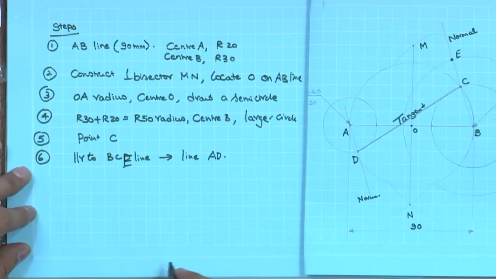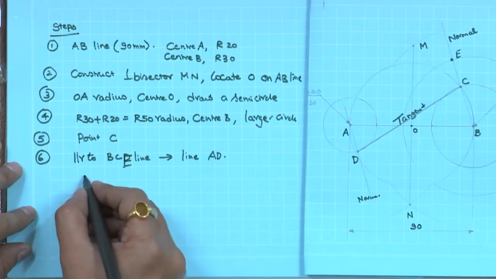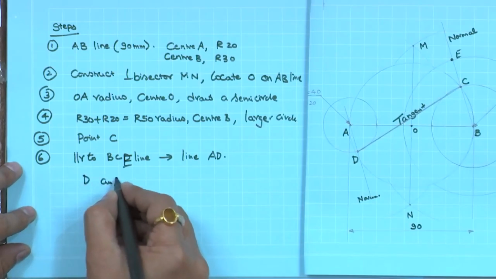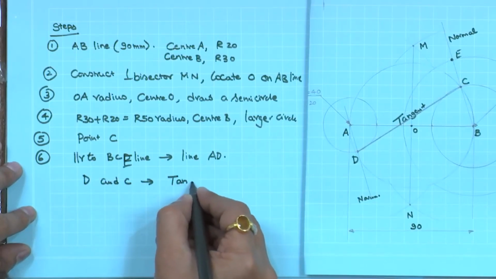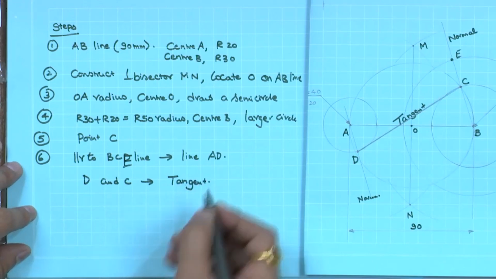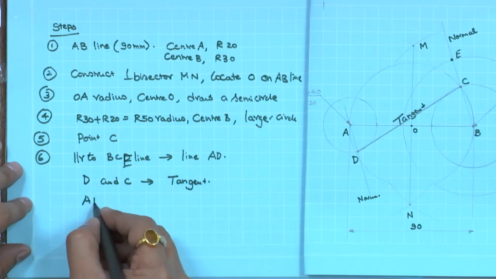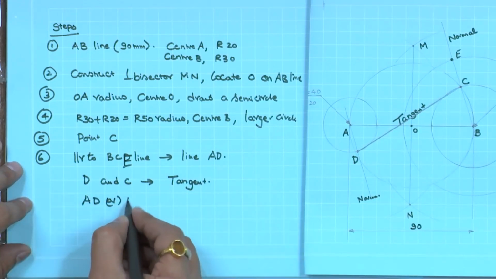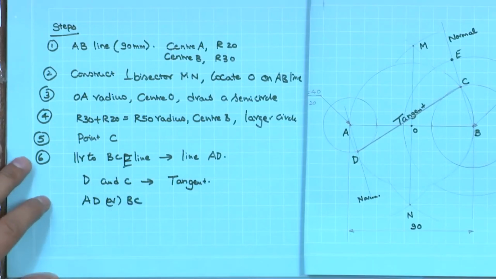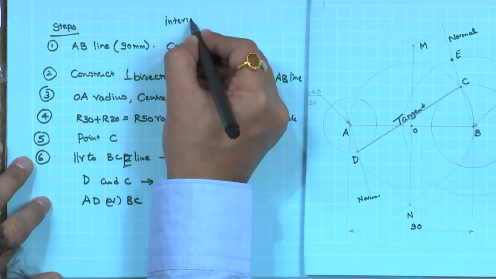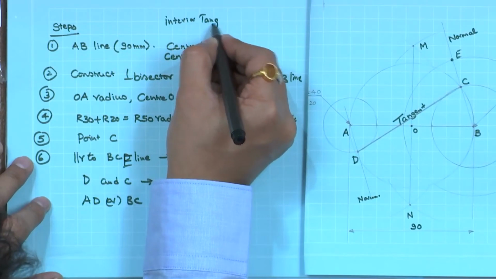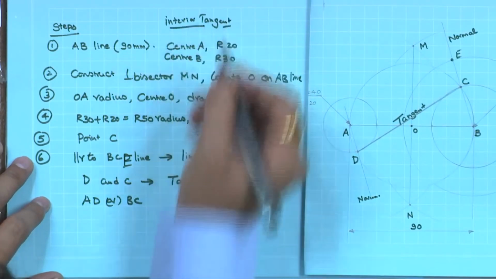So, once it is done, the intersection points D and C, we are going to construct as the tangent, and any normal is AD or BC. This is the way for interior tangents, or on opposite sides of the circle, we are going to construct it.